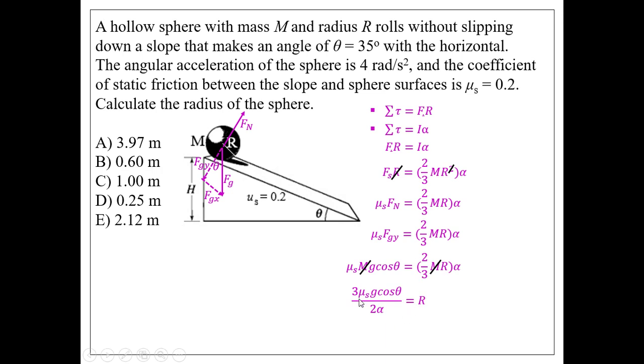So at this point, really, it's just plug and chug in the calculator. The coefficient mu_s here is given as 0.2, g is 9.8, the angle is given as 35 degrees in the problem, and alpha is given as 4 rad per second squared. If you plug all this in, the answer comes out to be about 0.602 meters. So I'm going to go with choice B being the closest answer there. Okay, let's move on to the next one.